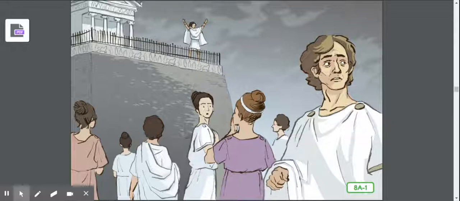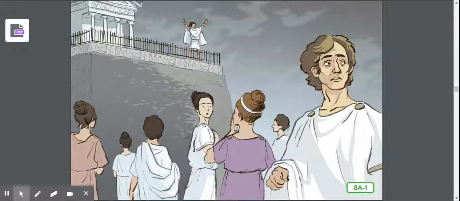And now King Darius had sent an army of Persian foot soldiers and cavalry to punish the Athenians. Darius was angry that Athens had helped the other Greek city-states fight against Persia.